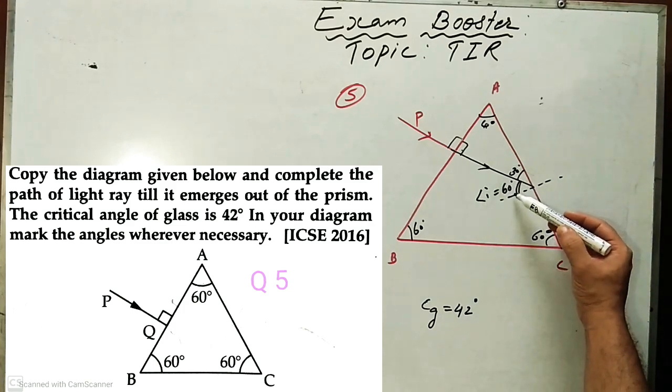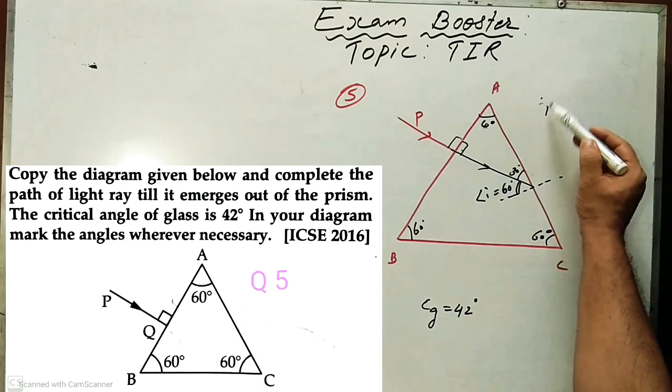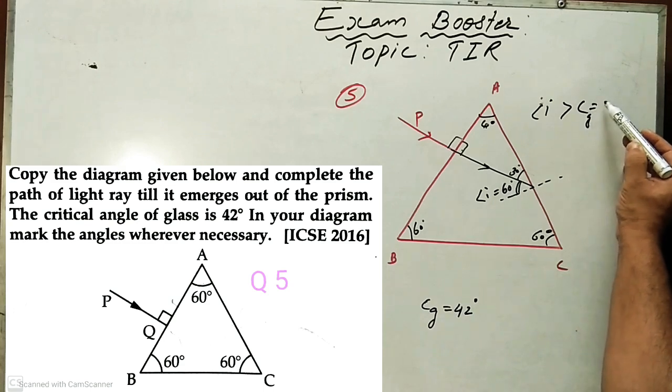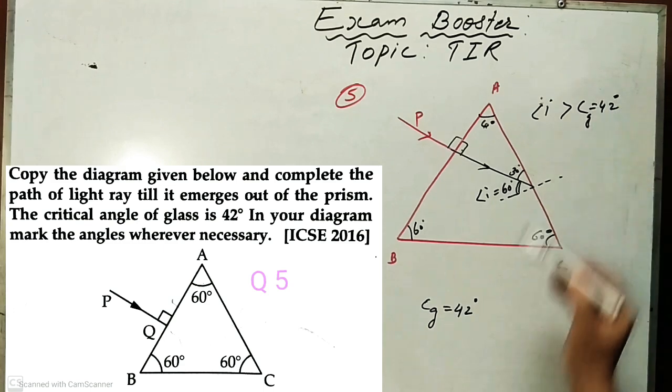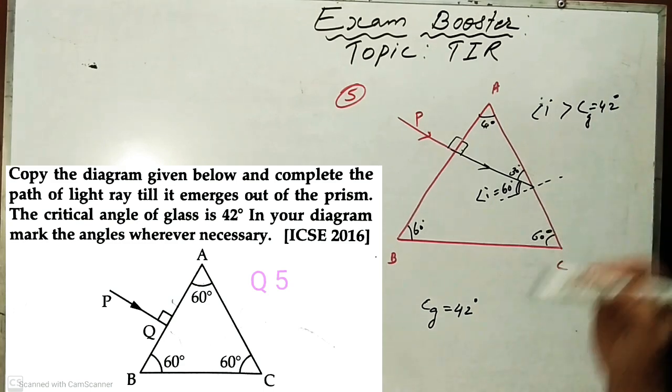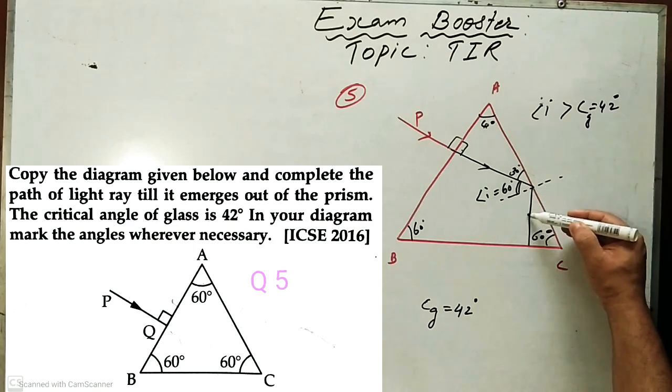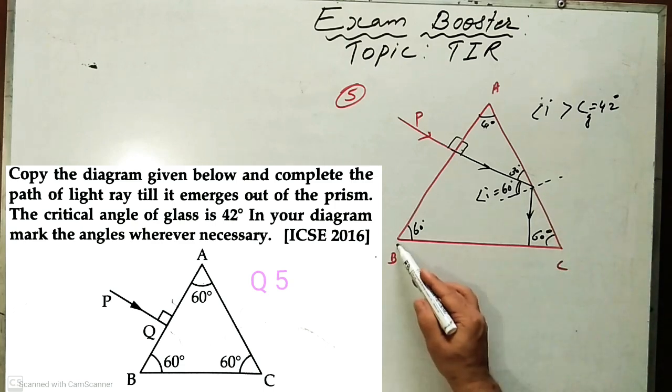So the angle of incidence is 60 degrees, which is greater than the critical angle of glass, that is 42 degrees. So what will happen when the angle of incidence is greater than the critical angle? It will be totally internally reflected back into the prism and strike the surface BC.